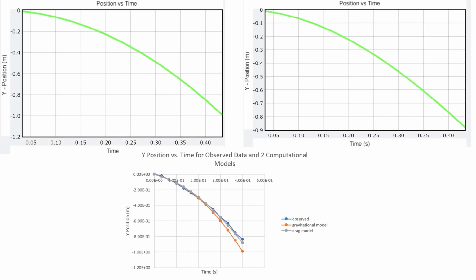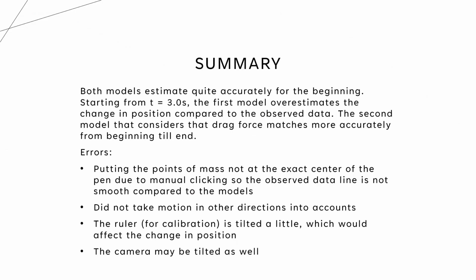Top left is the graph of y position versus time for only the gravitational force. Top right is the graph of y position versus time for considering drag force as well as the gravitational force. And the bottom is the graph comparing the computational models and the actual experimental data. We can see that the gray line, which is the model including the drag force, matches more closely with the observed data line, which is the blue line.